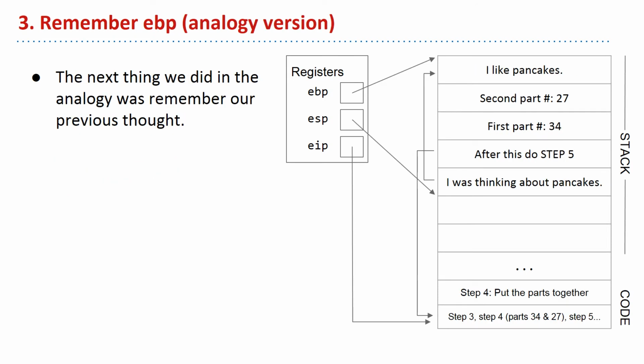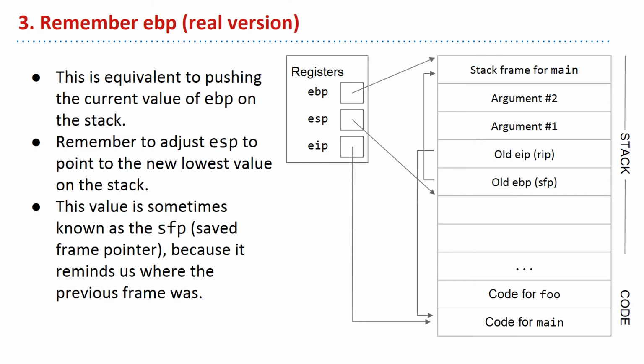So the next thing we did in our analogy was to make a note of our previous thought. By now the pancakes are getting kind of far away, and so we made a mental note to ourselves that the last thing we were thinking about was pancakes. So this is equivalent to pushing the current value of EBP onto the stack. And why is that? Because right now EBP is pointing to the stack frame for main, and that is the equivalent of our previous thought. So if I push the current value of EBP, that's an address, and that address points to wherever my previous thought was located. And just like before, why are we calling it the old EBP now?